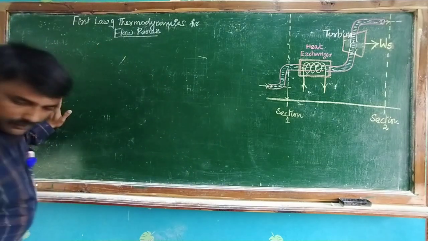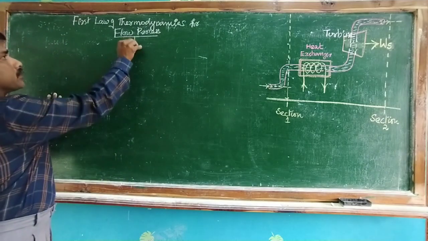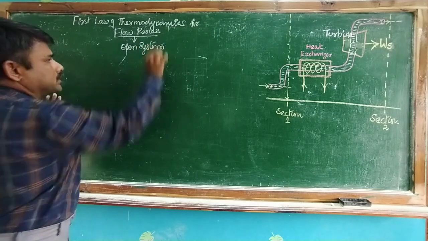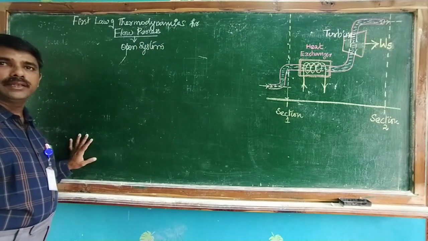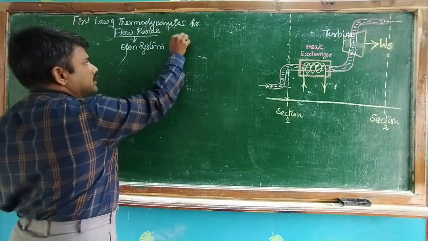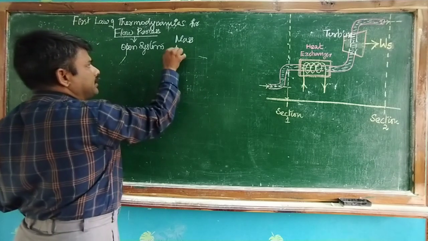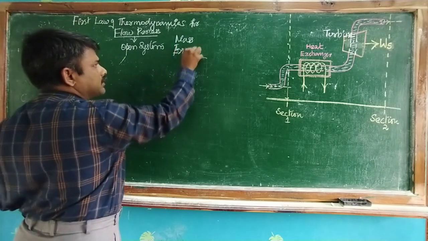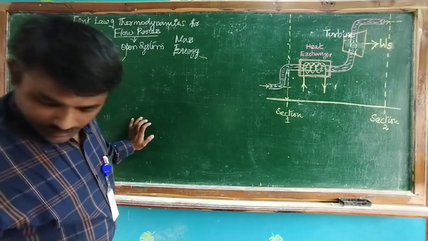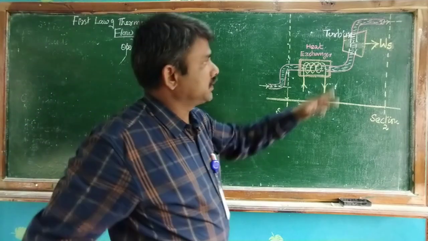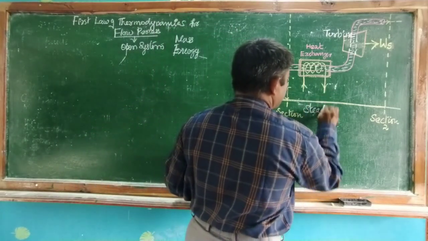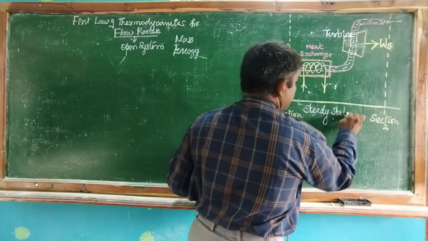First law of thermodynamics for flow process. This is an open system. Open system means both mass and energy get exchanged between system and surrounding. Let us see this pictorial representation. This is a steady state flow process.